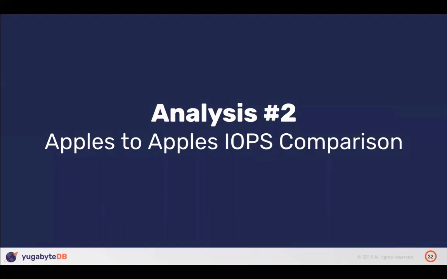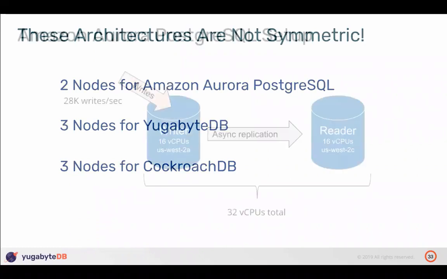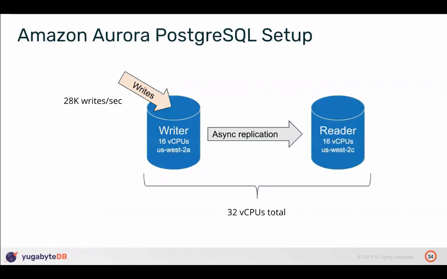Okay, so after the second piece of analysis, this is something that's a little harder to understand from the perspective of two completely different architectures. These architectures are not symmetric. Amazon Aurora PostgreSQL has two nodes, one taking all the writes and the other not, and the other two have three nodes, each with 16 cores. So it's possible to readily point out that the total number of cores is different, the total number of nodes is different, and we can get into a lot of that. So this section addresses how we make these benchmarks comparable, and what is a fair comparison.